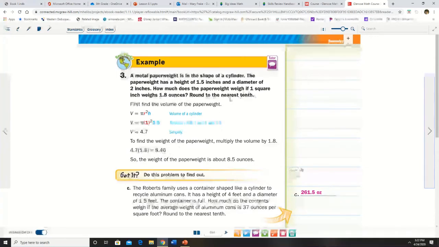And they do ask us to round to the nearest tenth. So the paperweight is going to weigh about 8.5 ounces. Again, we took the volume of the paperweight times the amount that 1 square inch weighs to get the overall weight of the paperweight.